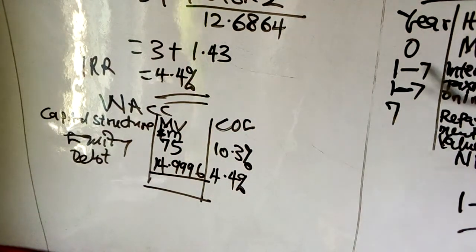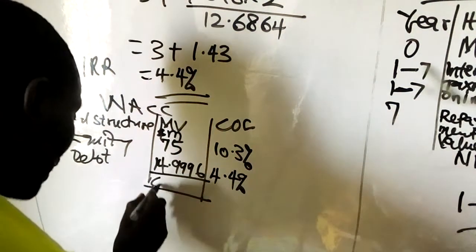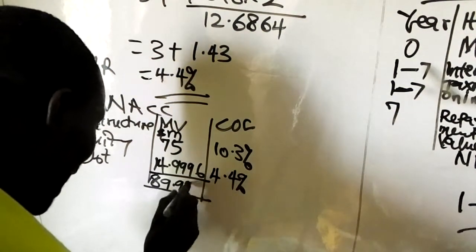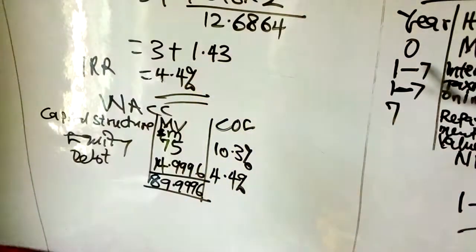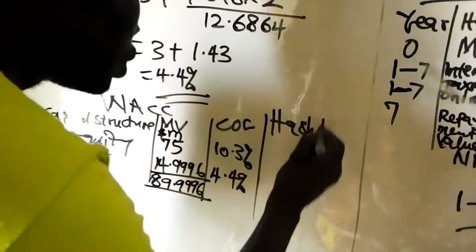What is now the total market value? So you add the market value of equity and the market value of the bonds. Then the total market value is 89.9996. Now, the next column you have is the hash total.